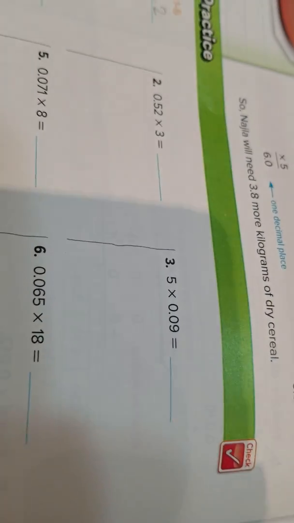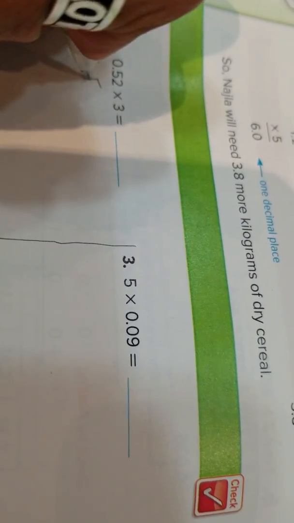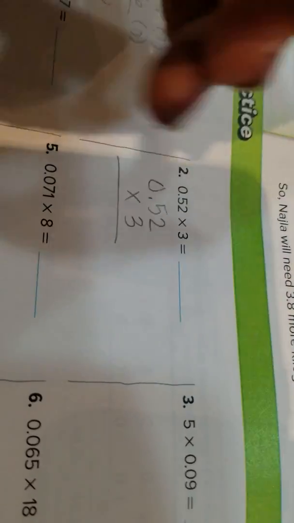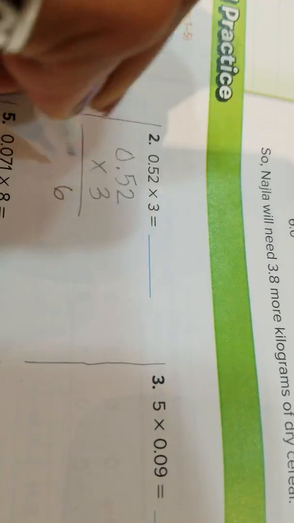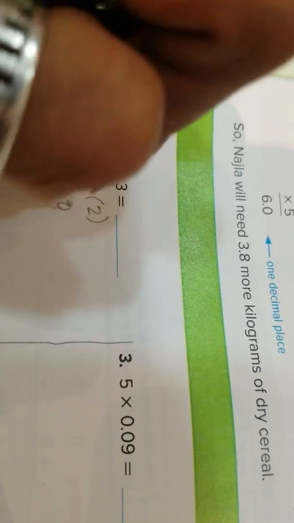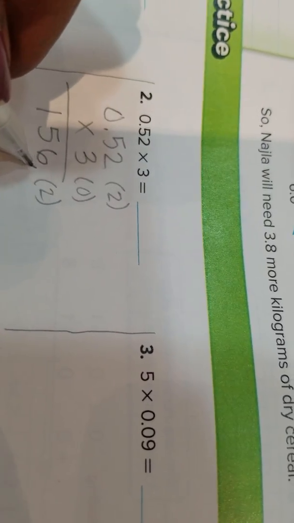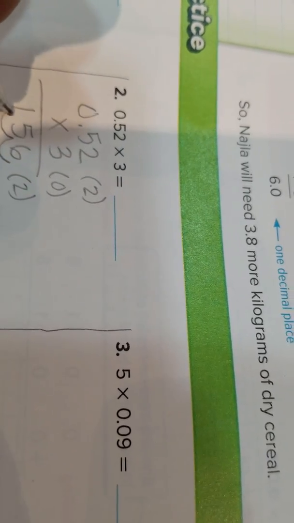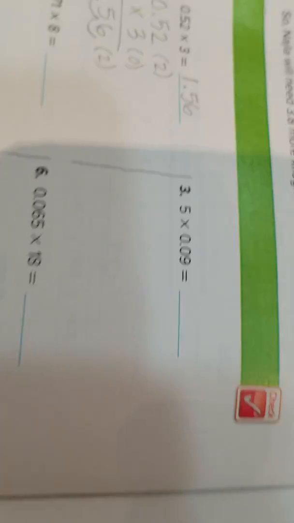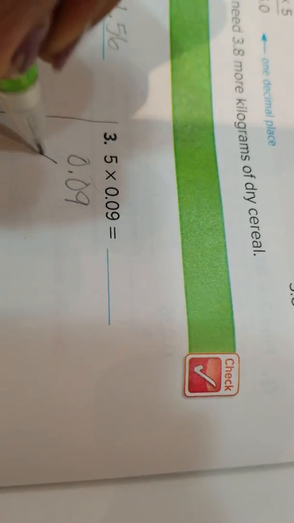Question number 2, 1.552 times 3. 0.52 times 3. 3 times 2 is 6. 3 times 5 is 15. We have 2 digits here. None here, so our answer needs 2 numbers after our decimal. So we're going to start back here and count 1, 2, and that's where our decimal point goes. 1.56.